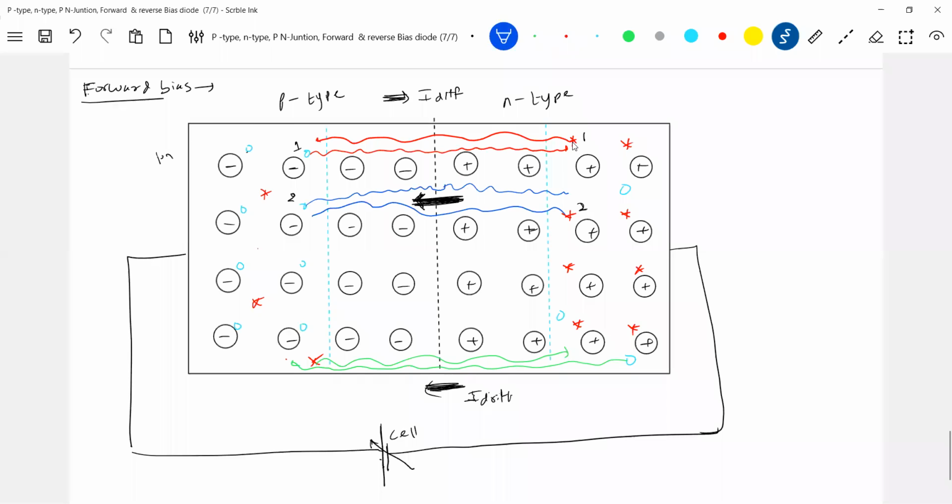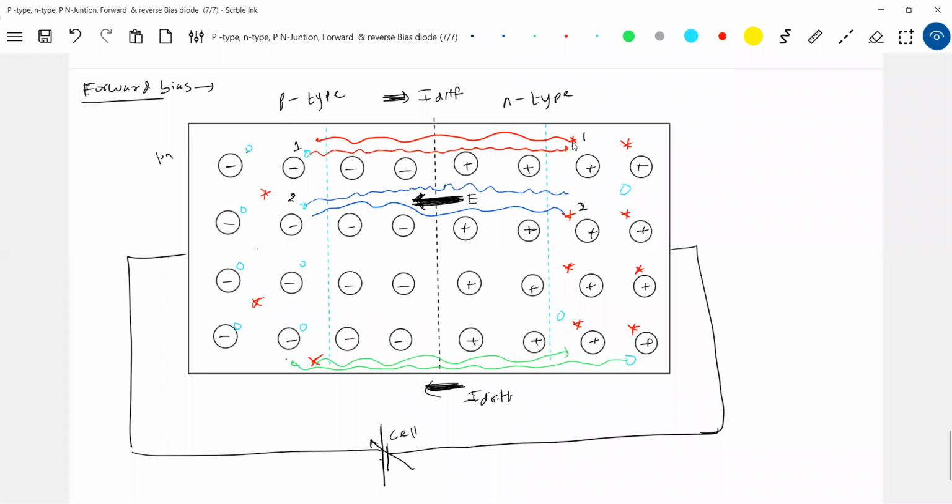I'm giving different colors so that it's easy for you to understand. Without this cell, the electrons cannot move, but because of the cell they get some energy. So now what will happen? Along with the most energetic majority carriers, the other majority carriers are also able to move. Now, what will happen to minority carriers?